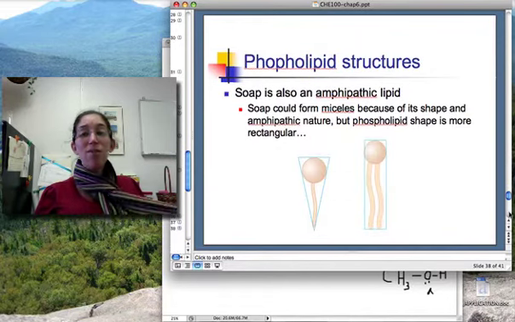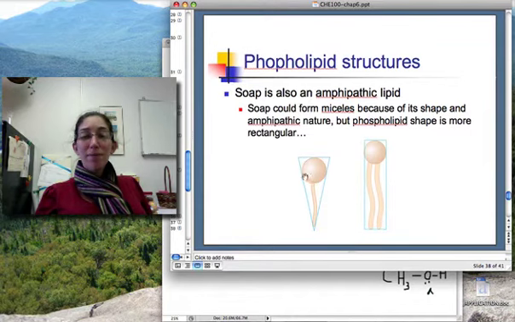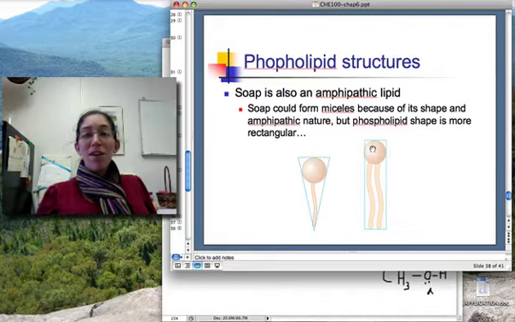Soap. Remember, soap was an amphipathic molecule, a hydrophilic head and a hydrophobic tail. Soap and phospholipids look very similar to one another, except that if you look at the geometry, they're a little bit different shapes.